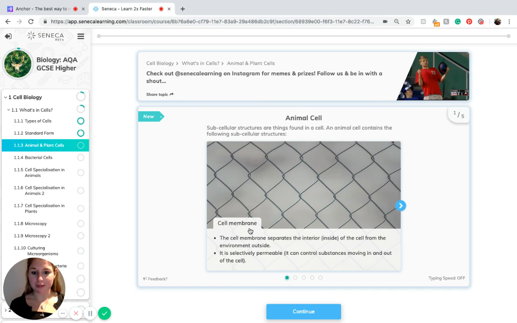First of all, a cell membrane. The cell membrane separates the interior, or the inside of the cell, from the environment outside. It is selectively permeable, which means it can control substances moving in and out of the cell.